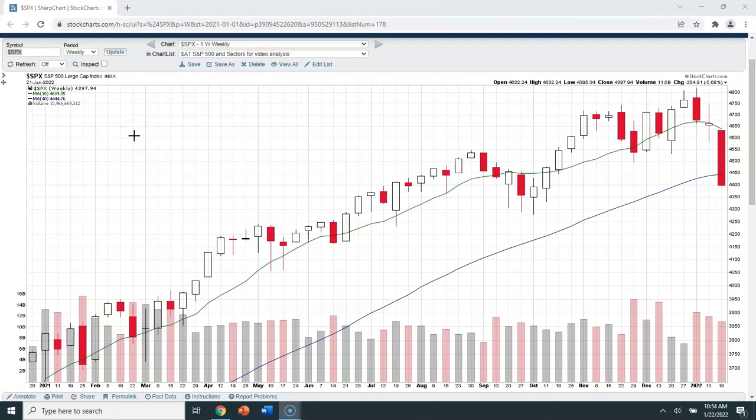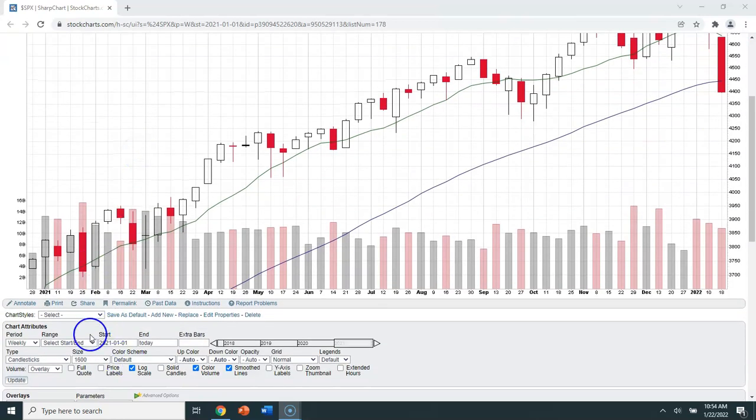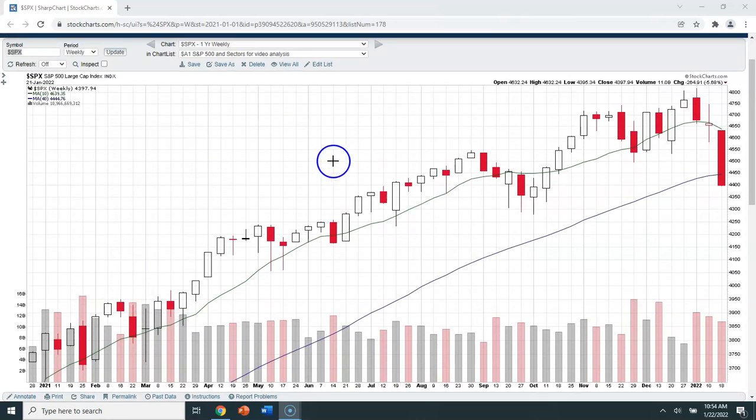So the chart we're looking at is a weekly candlestick chart of the S&P 500 that goes back to the beginning of 2021. So I've got it set for January 1st of 2021. And a couple of lines here. We have the 40-week moving average. We have the 10-week moving average, this one here.